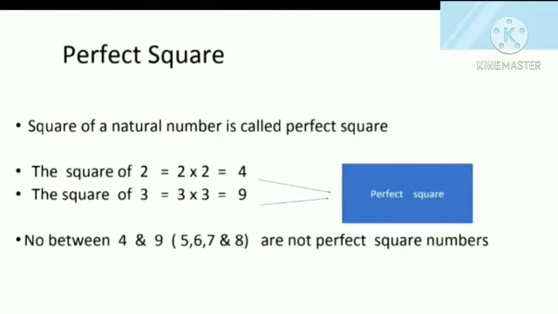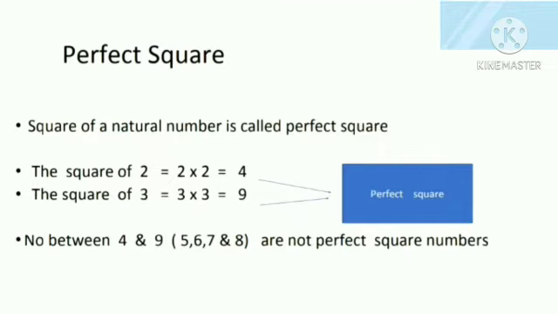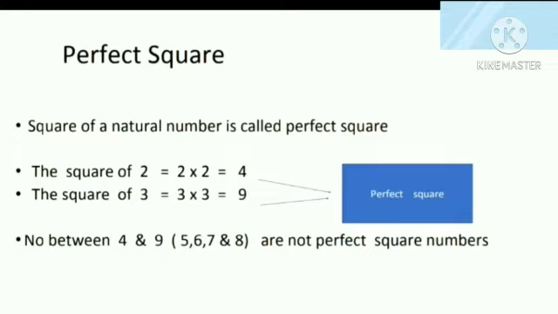Perfect square: the square of a natural number is called a perfect square. For example, the square of 2 is equal to 2 into 2, which is equal to 4. The square of 3 is equal to 3 into 3, which is equal to 9. Here we can see 4 and 9 are perfect squares. What are the numbers between 4 and 9? That is 5, 6, 7 and 8, and these are not perfect squares.